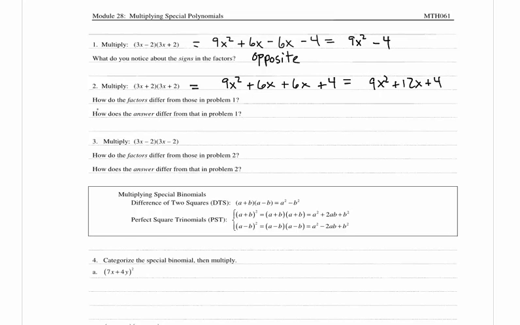And then they ask, how do the factors differ from those in problem 1? Well, we have the same signs in our factors now. We have two plus signs. And then it asks, how does the answer differ from that in problem 1? And the answer differs because we have a middle term.